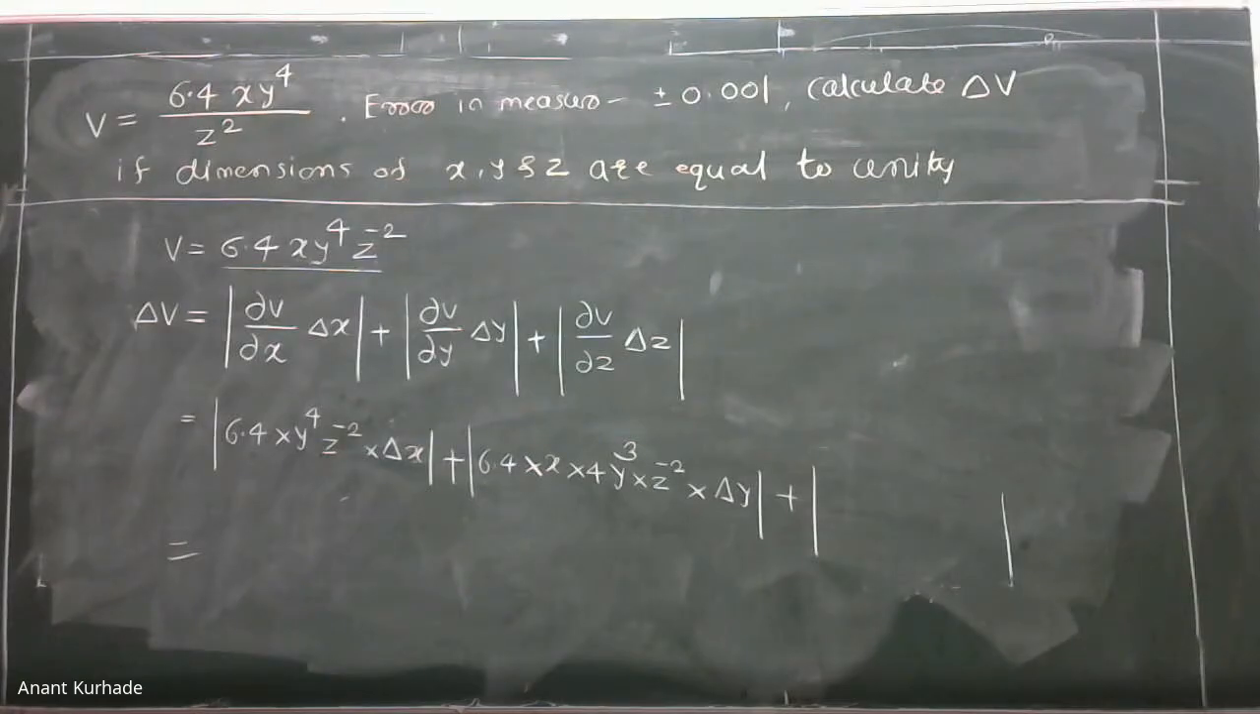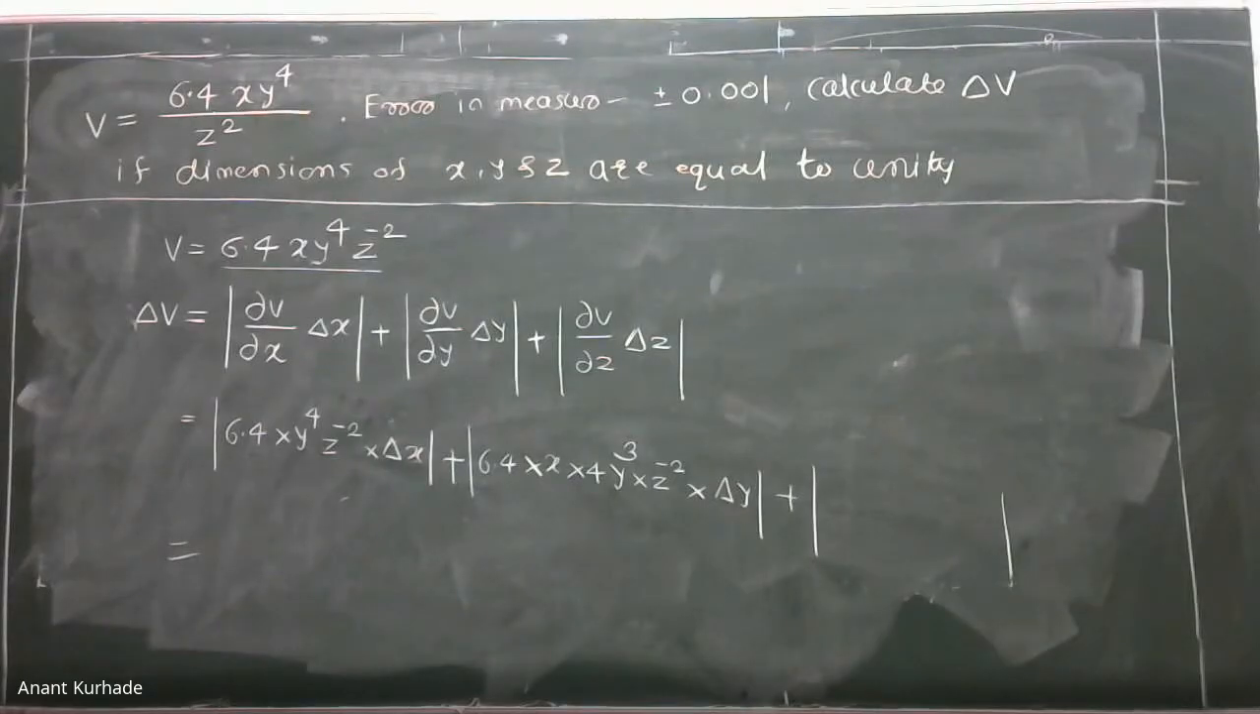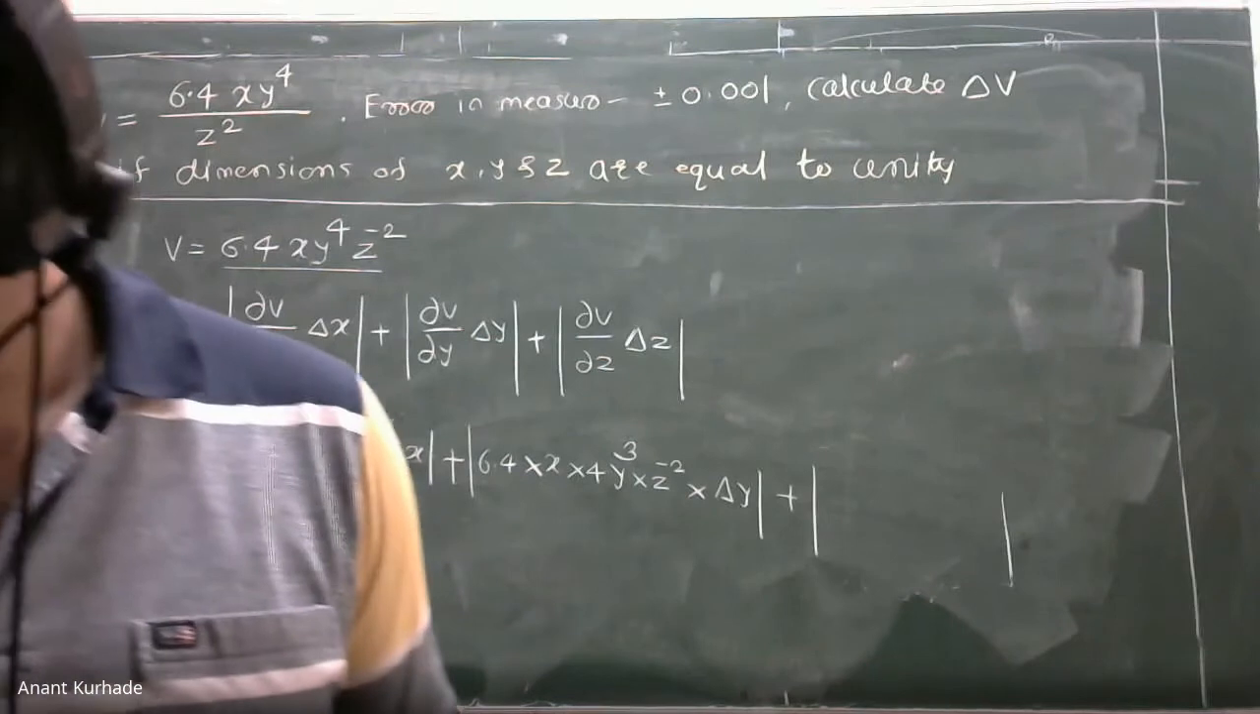Okay. Calculate its relative error. Delta V value is 0.0448. Okay, correct. So the relative error is 0.007. Okay, relative error is 7 into 10 raised to minus 3. Correct? Yes. Okay.